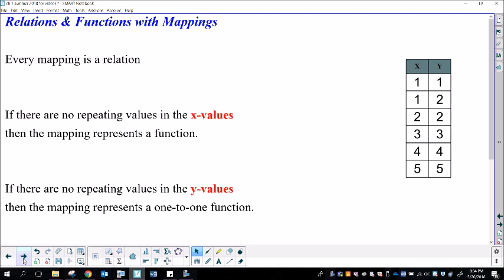Moving on from graphs, we're going to look at mappings, or essentially tables. Every mapping is a relation. If there are no repeated values in the x values, then it is a function. If there are no repeated values in the y values, then it is a one-to-one function. Again, always test the x values first, so test to see if it is a function, and then the y values. From this table here, you can see repetition in the x coordinates. So therefore, we know that this is not a function, and therefore cannot be a one-to-one function.